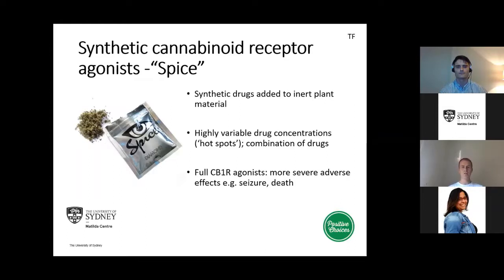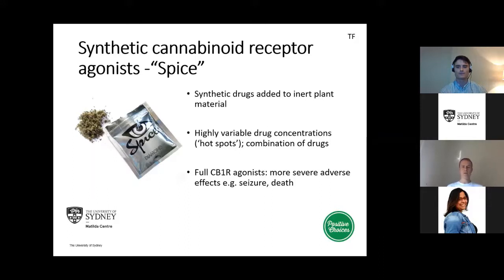So what happens is that you get variable drug concentrations, and it might be that somebody consumes a small bit of spice and they find that there's no effect, and so they think that it's not very strong, and then they consume a higher dose and they've actually picked up a hot spot, and this is where there's a high concentration of the drug, and then this might be enough to make them overdose. So it's a very variable drug product, both in terms of the concentration of drugs within the product, but also the different combinations of chemicals within and across different batches.